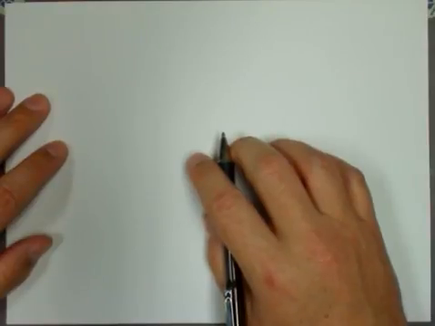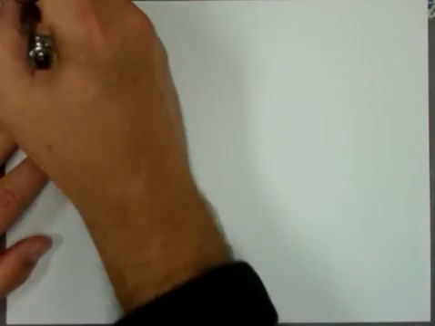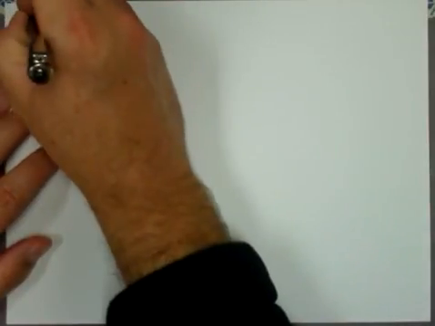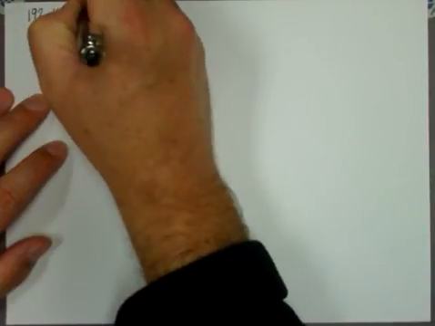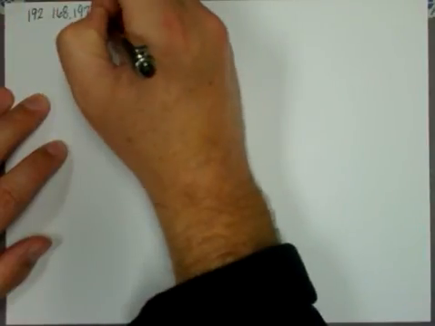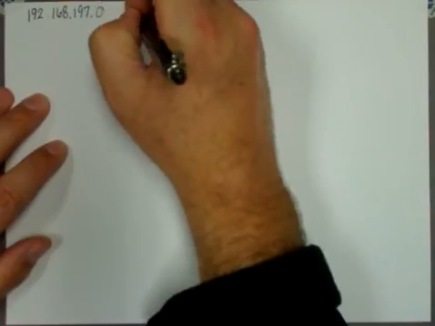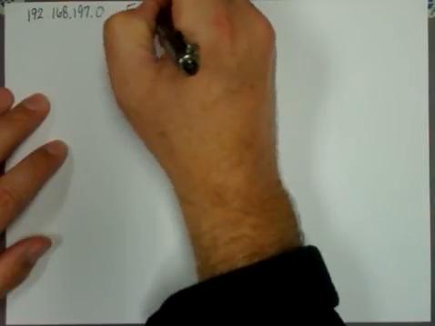Alright, in this video demonstration we're going to talk about subnetting. I know, your favorite subject matter. I'll give you a scenario: 192.168.197.0. Let's say that you need to accommodate 5 networks.